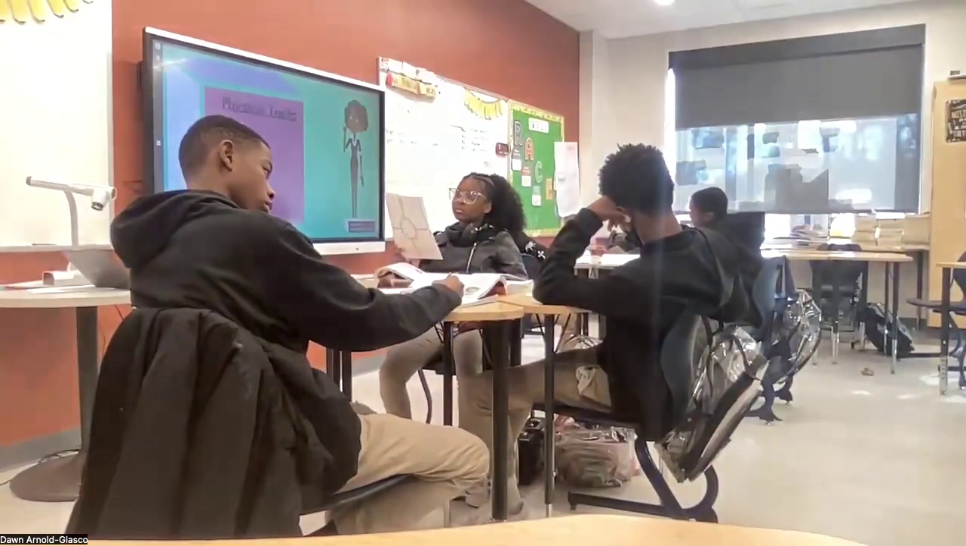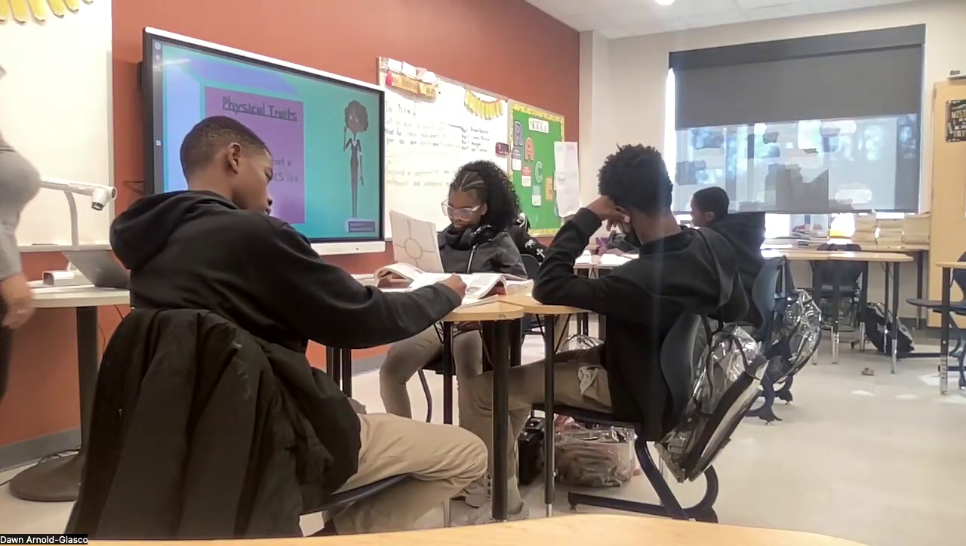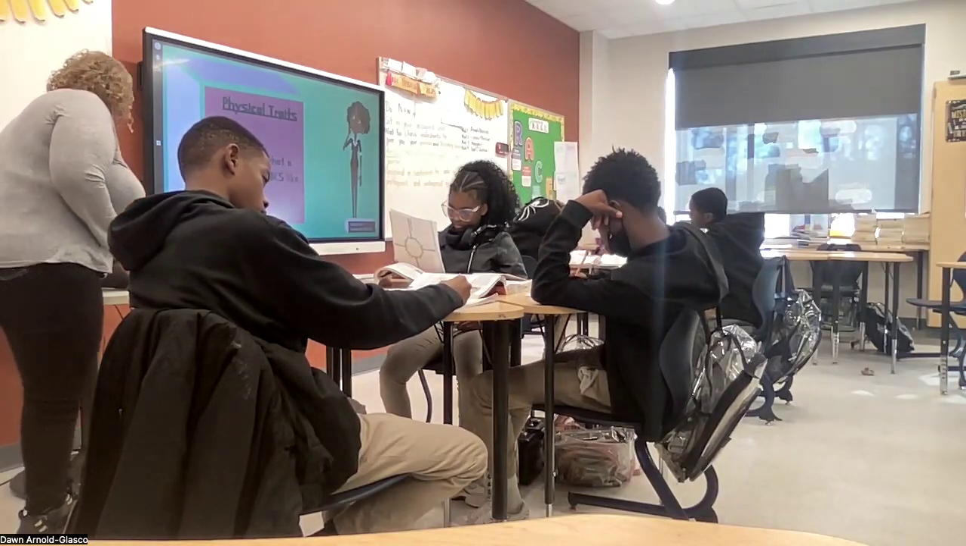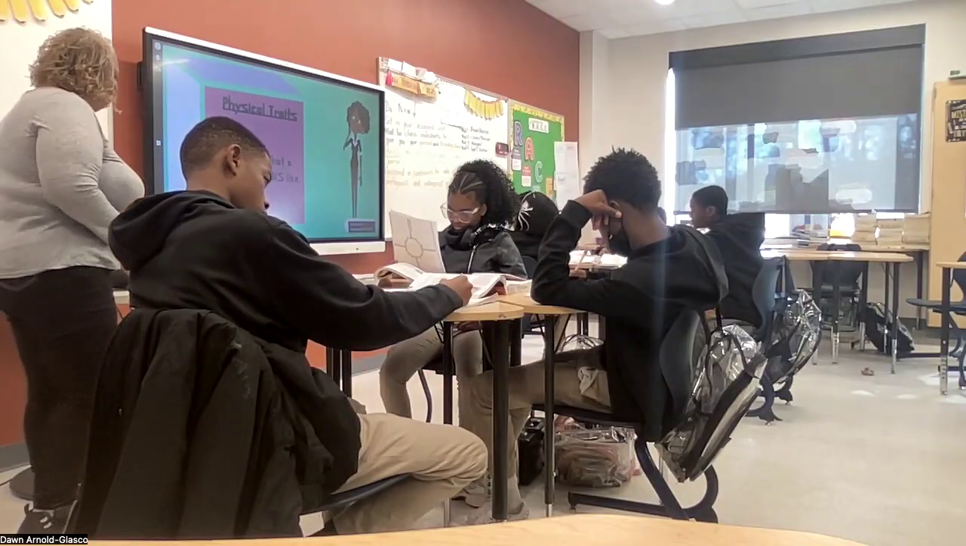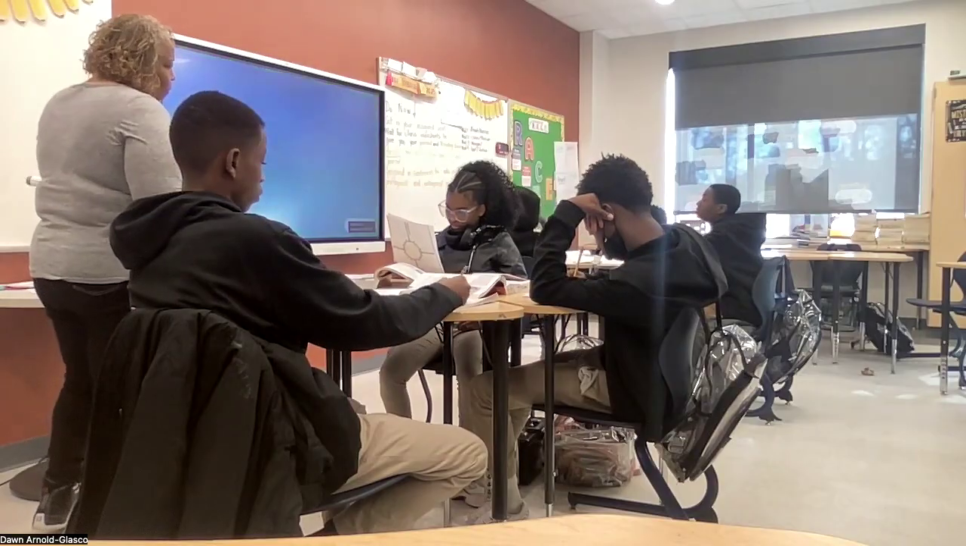Physical traits describe what a character looks like. For instance, you might say they have blonde hair, or they're short, or they're tall, or maybe they're old. We focus solely on their appearance when we describe their physical traits.